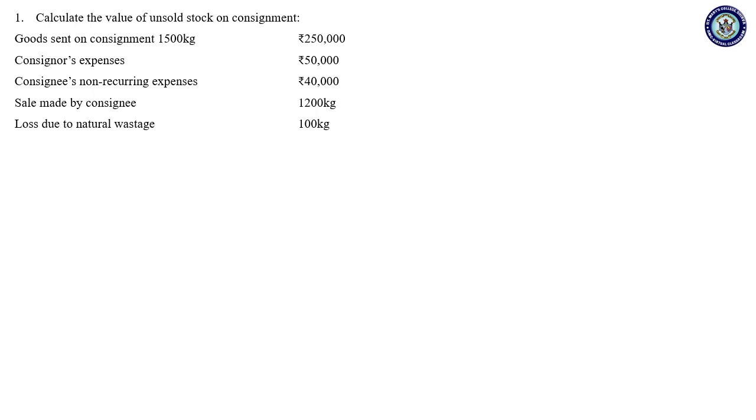So we have two formats. One is when there is a normal loss, and the other when there is no normal loss. Here there is a normal loss, because it is a natural wastage. This is not in your hands. Whatever precautions you take, the loss will happen. That is why it is called normal loss. When there is a normal loss, you have to follow the first format.